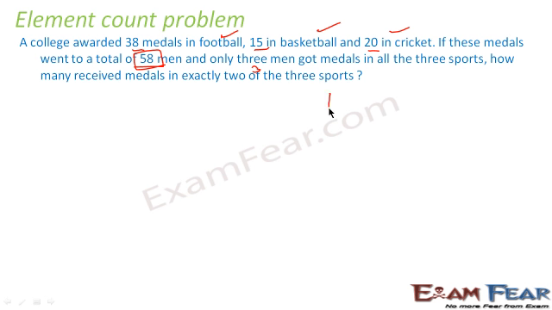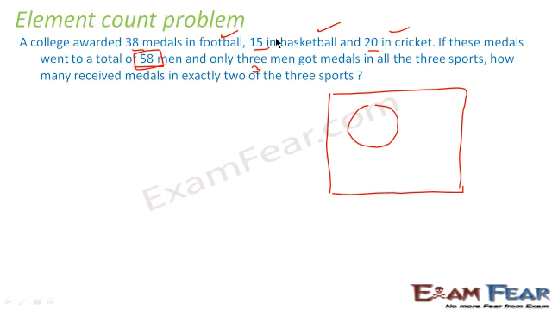So let's create a Venn diagram first. Create a bigger Venn diagram. There are 3 sets and all are intersecting because there are 3 common elements. So I'll create an intersecting set like this. This is football, this is basketball and this is cricket. Now there are 38 in football, so I'll write 38 here just for convenience, 15 in basketball and 20 in cricket. We should not write it, but just for convenience I'm writing it outside.